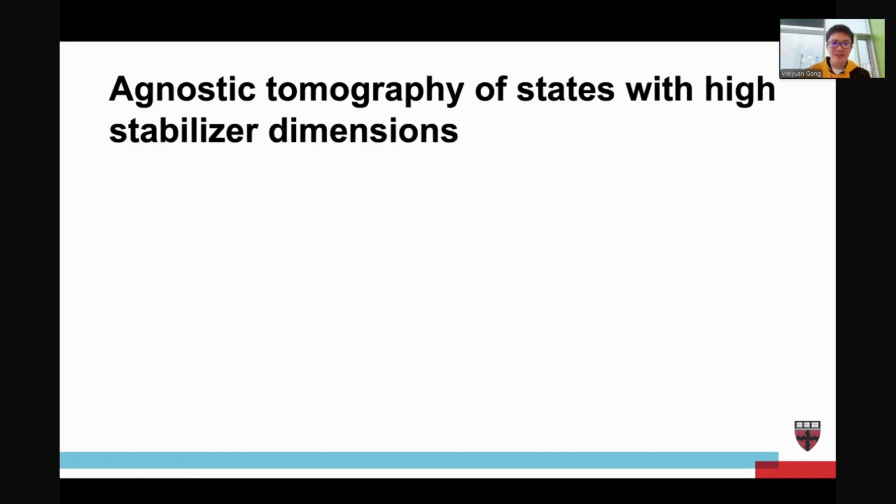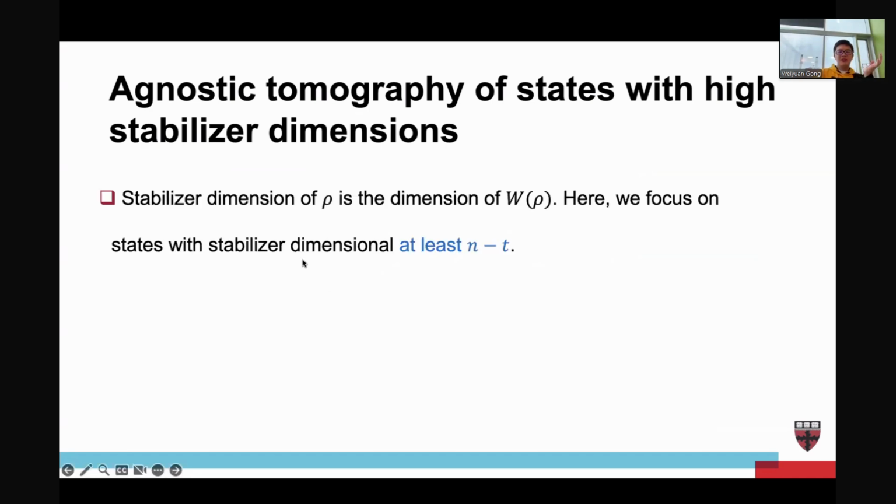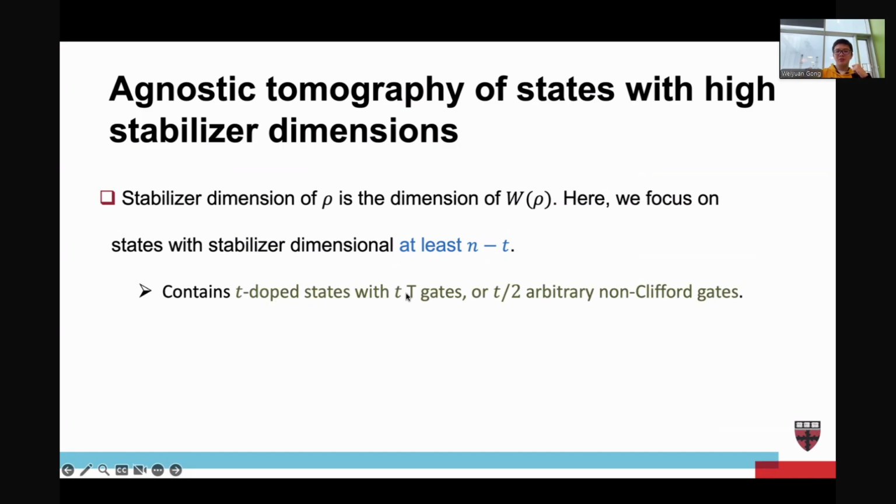We also give an agnostic tomography algorithm for states with high stabilizer dimension. The stabilizer dimension of rho is the dimension of its stabilizer group. Here we focus on states with stabilizer dimension at least n minus t, which refers to states with high stabilizer dimension. This includes t-doped states with a small number t of T gates. Any state prepared by a Clifford circuit plus a small number t of T gates has stabilizer dimension at least n minus t. And any state prepared by a Clifford circuit plus t over 2 arbitrary non-Clifford gates also has stabilizer dimension at least n minus t. So this is roughly an agnostic tomography algorithm that works for t-doped states.